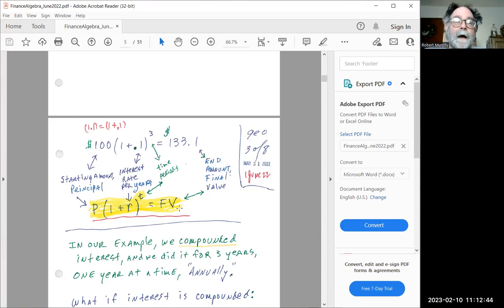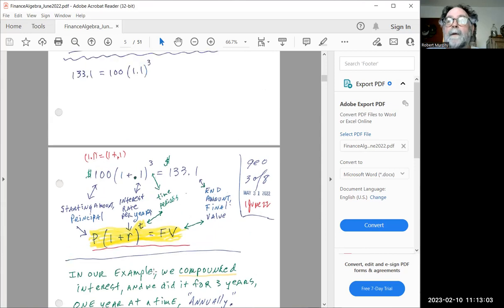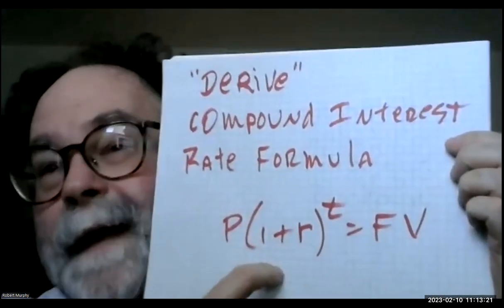Notice some notes down here. In our example, we compounded interest for 3 years, 1 year at a time, and that was called annual compounding. There's some more on that screen, but I'm going to stop there. I've done 3 pages. Now I'm going to stop the share. Boom. And that's where this formula comes from.